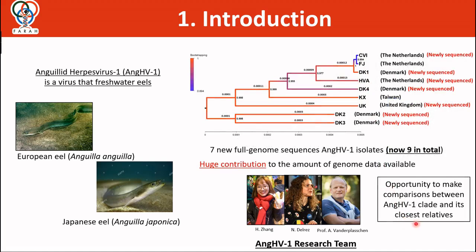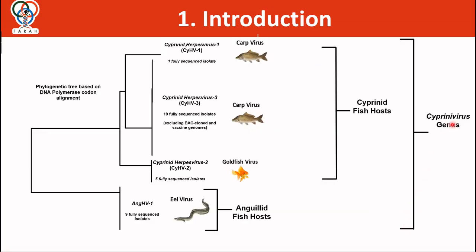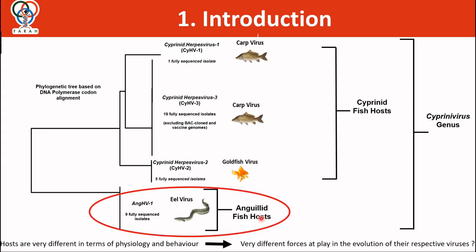between anguillid herpesvirus 1 and that of its closest relatives in the Cyprinivirus genus. Within this genus, anguillid herpesvirus 1 is rather unique, of course, in the sense that it infects anguillid hosts as opposed to all other members which infect cyprinid hosts. These two groups of hosts are very different in terms of physiology and behavior, of course, so we wondered if there were very different forces at play in the evolution of their respective viruses.